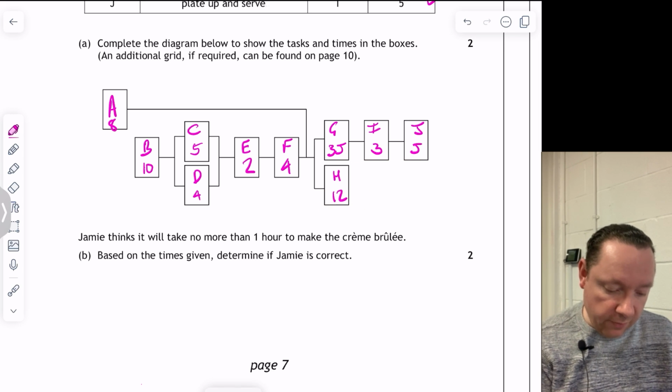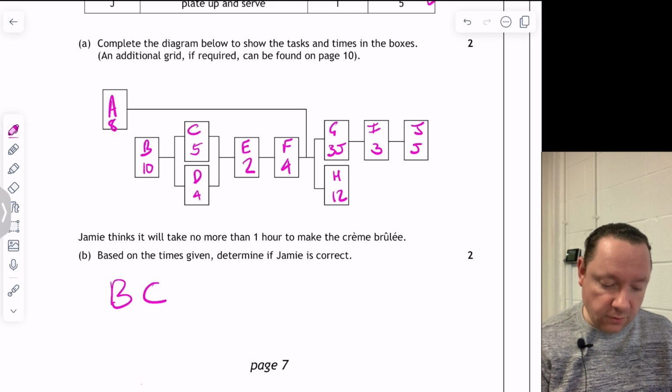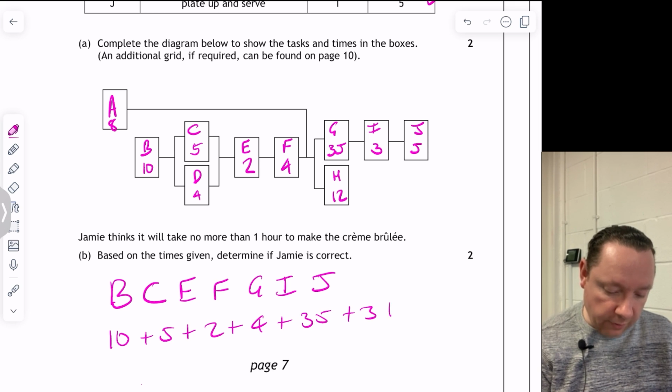So my critical path is I'm going to start at B. Well, I've got a choice between C and D, so I'll take the longest because I need to wait. So there's C, and then I've got E and F, and then I've got G and I, and then I've got J. So that is 10 plus 5 plus 2 plus 4 plus 35 plus 3 plus 5.